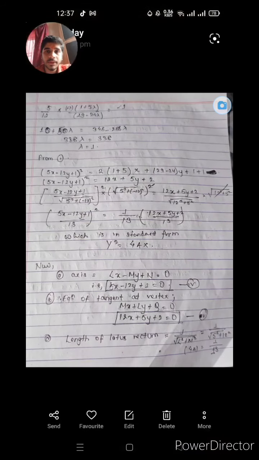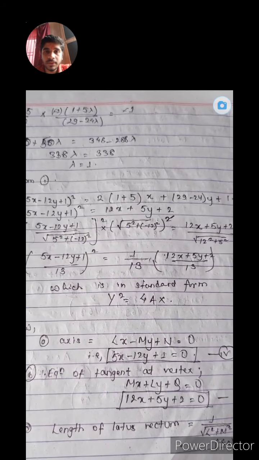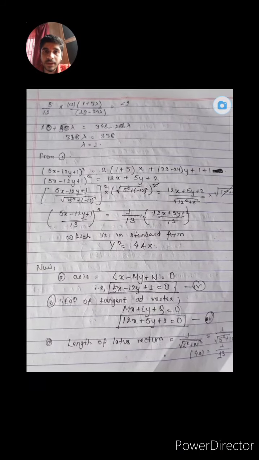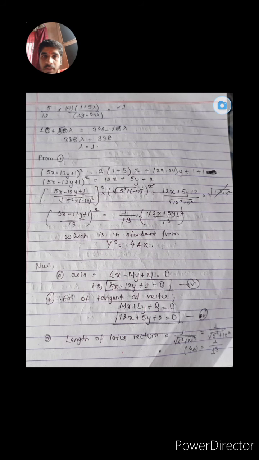So after that we'll get this, and by solving the value we'll get lambda as 1, and from equation 1 we get this equation which is in standard form. And now the axis, first we have to find the axis. So the axis is lx minus my plus n equals 0, which on the left hand side is 5x minus 12y plus 1 equals 0.